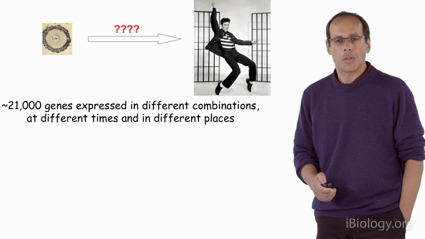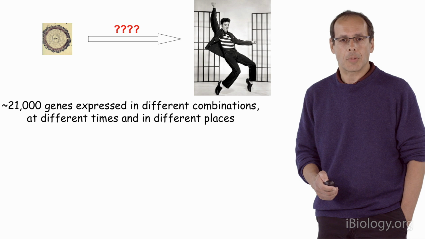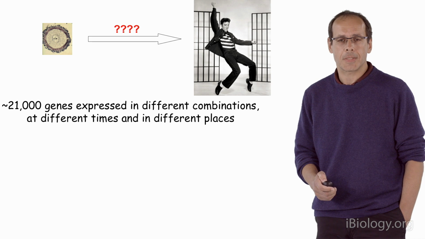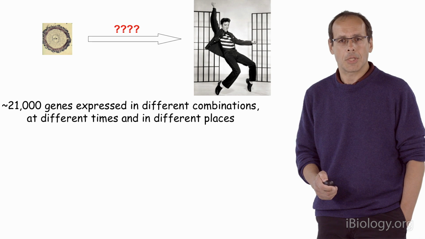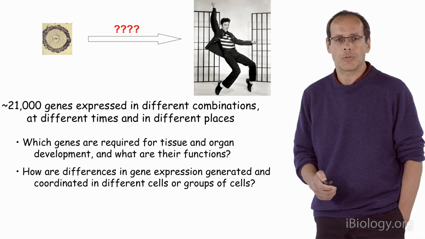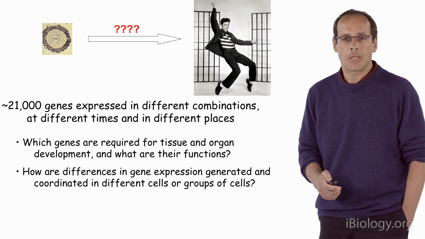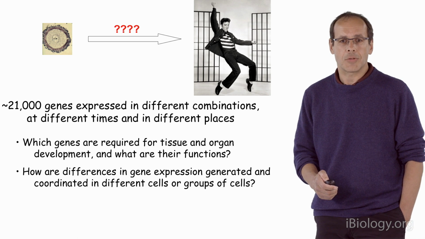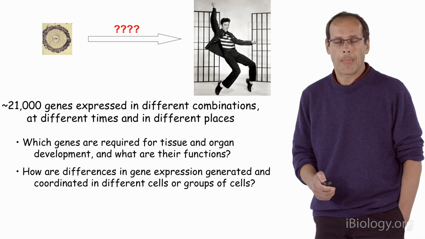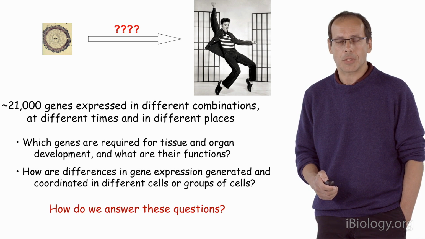And essentially, in the human genome, we have about 21,000 genes, and these genes are expressed in different combinations, at different times, in different places. And there are several questions, including which of these 21,000 genes are required for tissue and organ development, and what are their functions, and also how these genes are expressed in different cells, groups of cells. And so how do we essentially address or answer these questions?